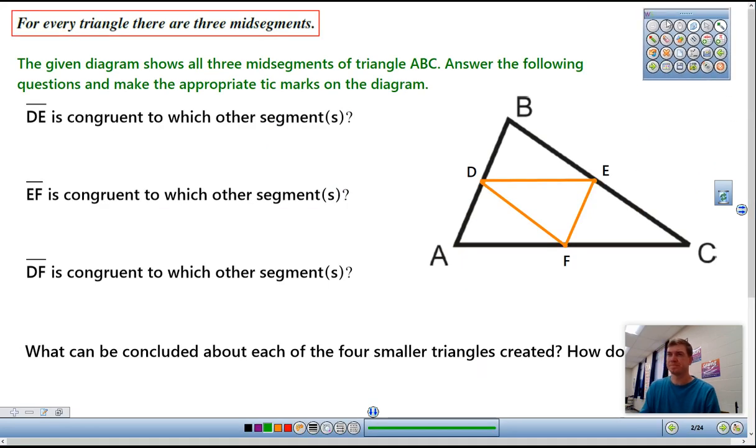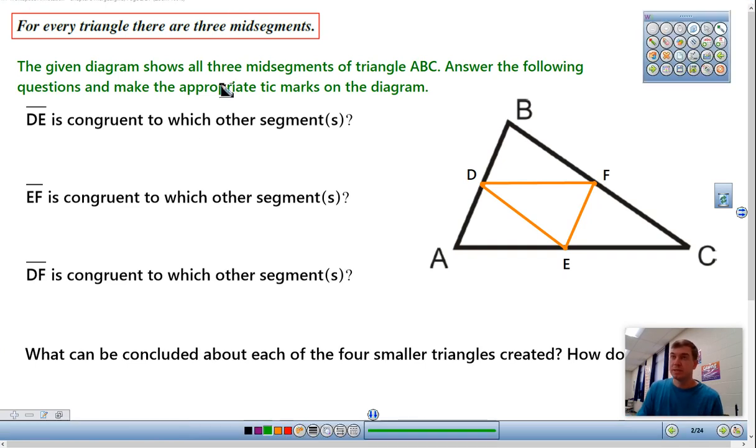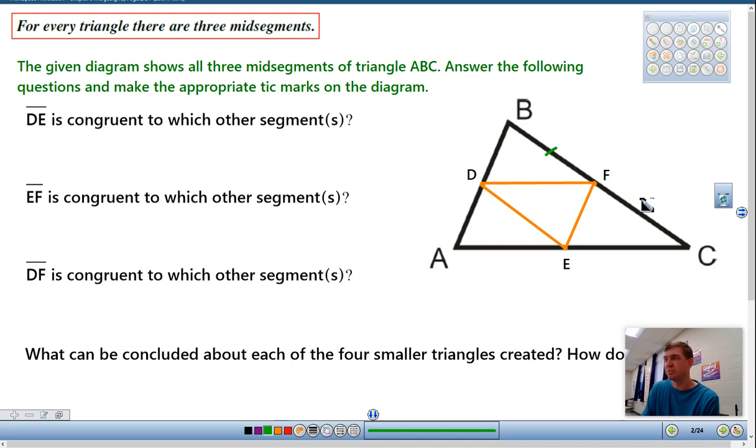Let's go forward here. We are told that every triangle has 3 midsegments. Here we have triangle ABC once again, and the midsegments are already drawn. It says to answer the following questions and make the appropriate tick marks on the diagram. Segment DE is congruent to which other segments? All right, DE is right here. We know that F is the midpoint of segment BC. So these two would have to be the same length.